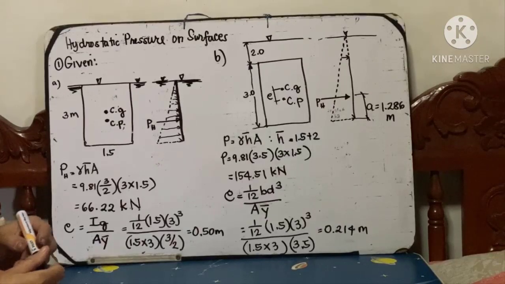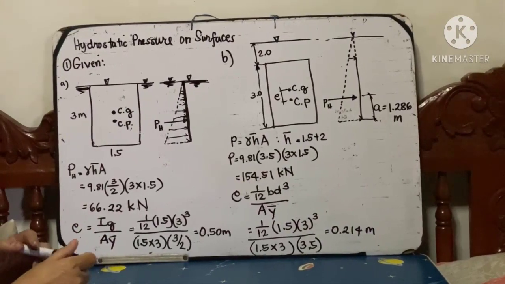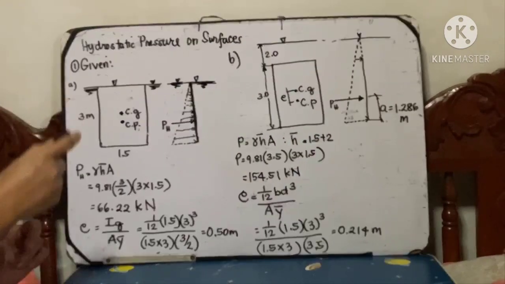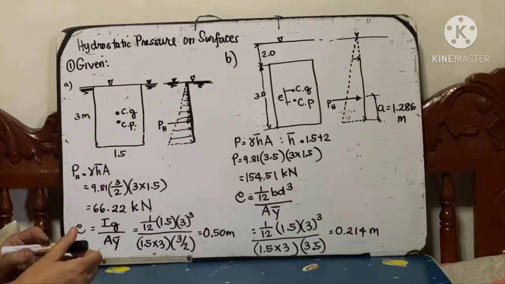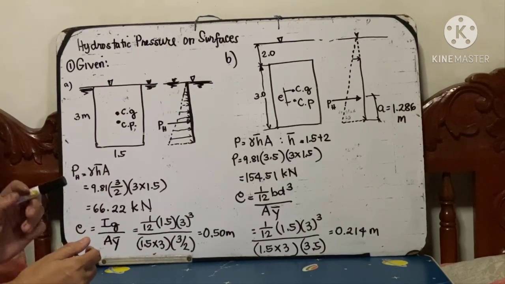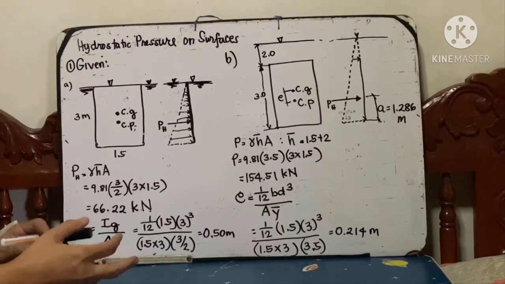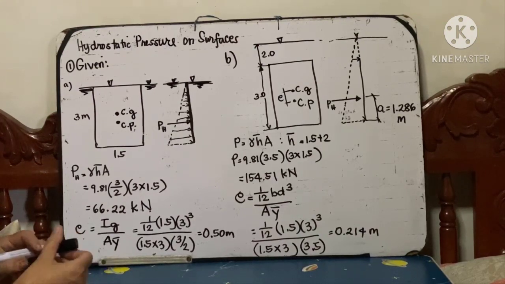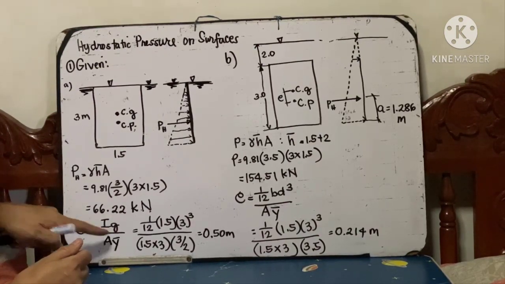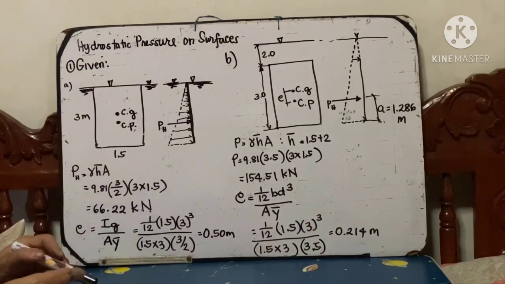Okay, let's discuss now finding the total hydrostatic pressure on surfaces. Dito sa topic na to, ang tatandaan nyo lang is how to determine the position of the resultant or the total hydrostatic pressure on surfaces. And you have to review sa mga plane surface, ano yung moment of inertia. Okay, so let's have this problem.